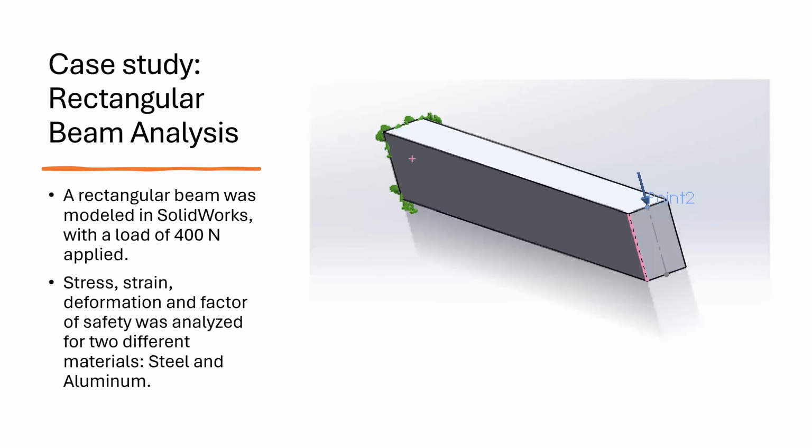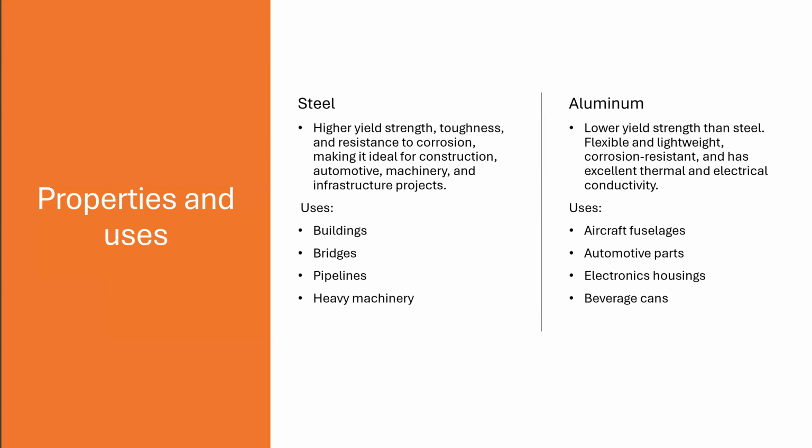So for this project, I did a 3D model in SolidWorks where I modeled a rectangular beam with a load of 400 newtons applied at this specific point. By applying the load of 400 newtons at this point, the stress, strain, deformation, and factor of safety were analyzed for two different materials, steel and aluminum. So, properties and uses.